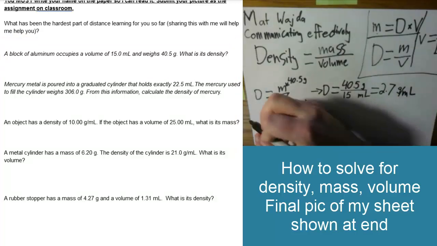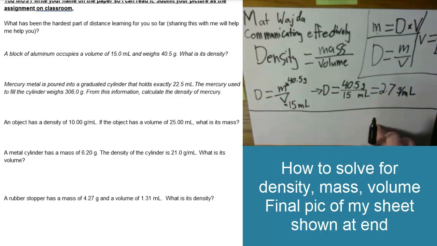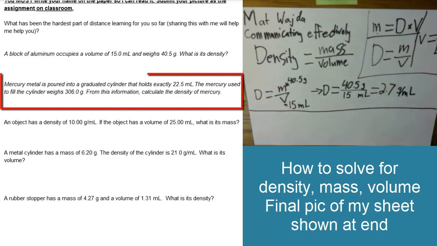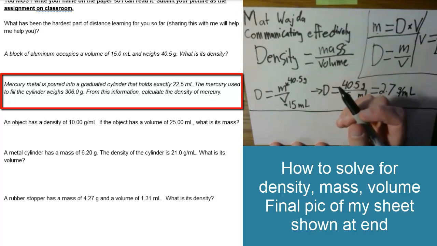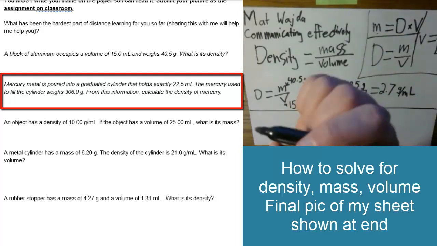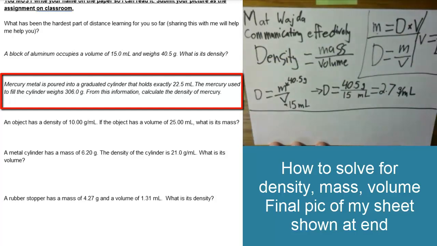Okay, so that was the first problem. That was the block of aluminum problem. The second one here says mercury metal is poured into a graduated cylinder that holds exactly 22.5 milliliters. So we already know we have 22.5 milliliters, and that's volume. And then it says the mercury used to fill the cylinder weighs 306.0 grams. From this information, calculate the density of mercury.